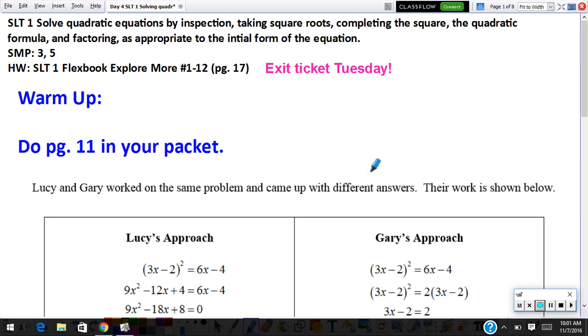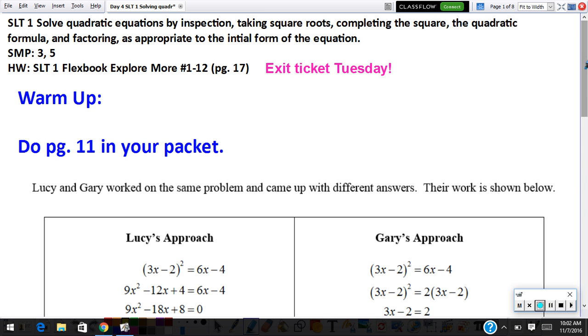Okay, so this is the second lesson in solving quadratic equations by the most efficient method, either by taking square roots, completing the square, the quadratic formula, or factoring. In lesson 1, we spent a little bit of time examining the structure of our quadratic equations and then deciding what method to apply. We're going to spend a lot more time today practicing that. So if everyone could please turn to page 11 in your packet and examine Lucy and Gary's work.